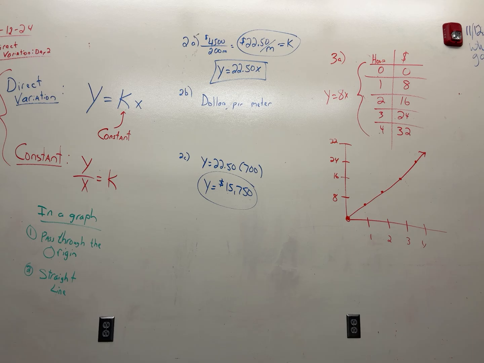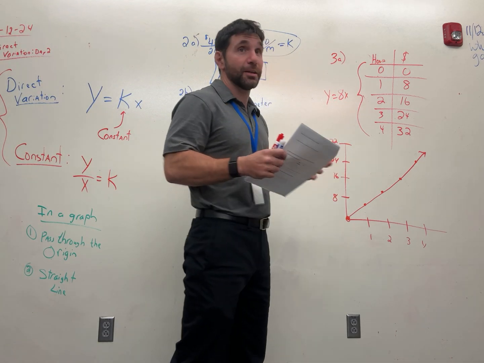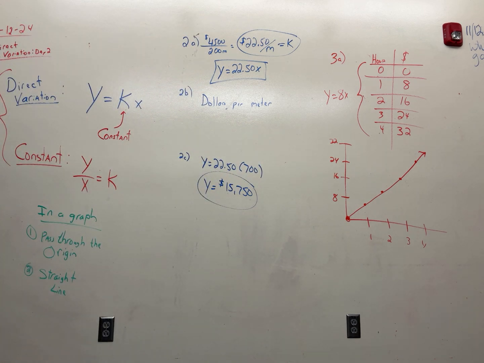Part C says write an equation. Well, once you know the constant is 8, you have the equation. y equals 8x. Okay, your homework is numbers 4 and 5.